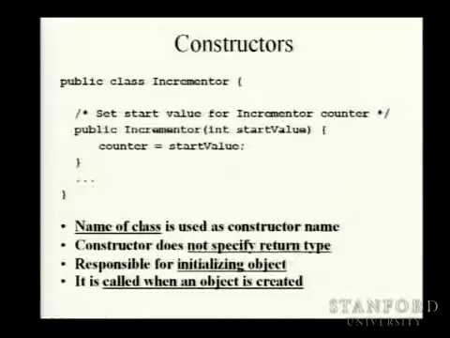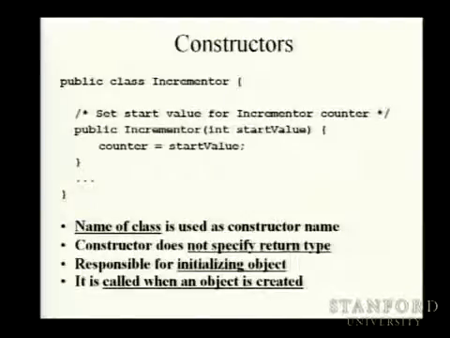And I'll show you an example. Just like you created graphical objects in the past, we're going to create an object of type incrementer in just a second, and I'll show you the code for that. But that's when this incrementer method actually gets invoked. Okay?